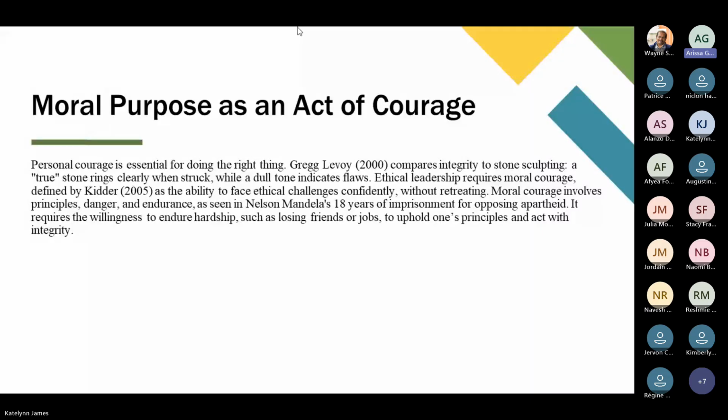Moral courage involves principles, danger, and endurance, as seen in Nelson Mandela's 18 years of imprisonment for opposing apartheid. It requires the willingness to endure hardship, such as losing friends or jobs, to uphold one's principles and act with integrity.